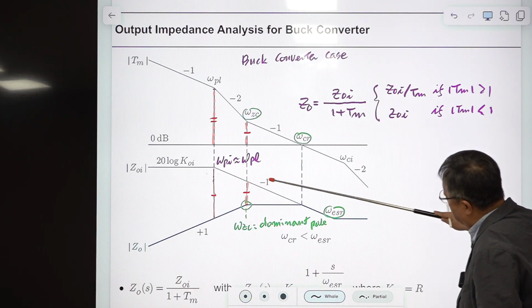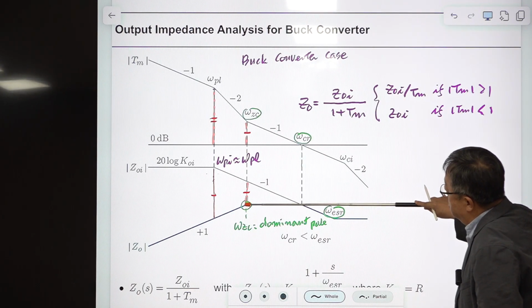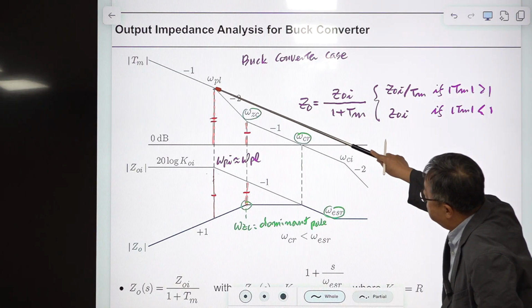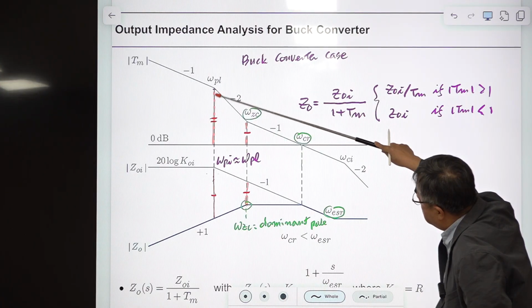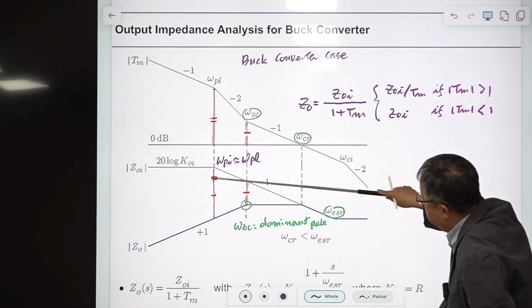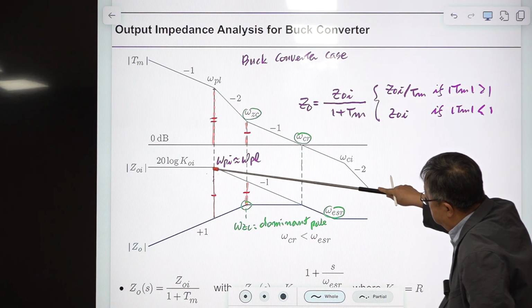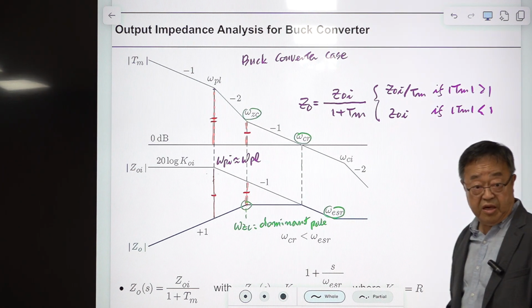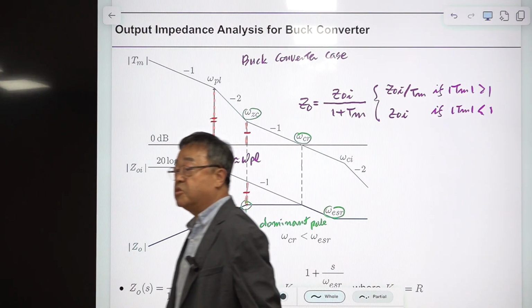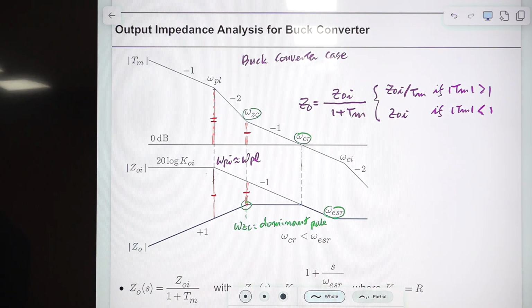Slopes are the same, then this becomes a horizontal line, and the length of this line segment should be the same as this length, and this length should be the same as this. This is the asymptotic construction of this output impedance, which is this.